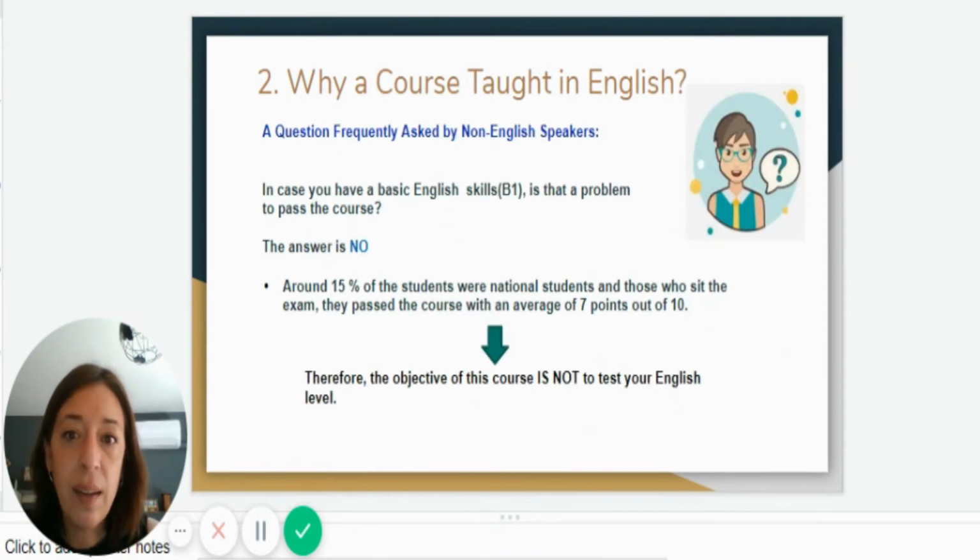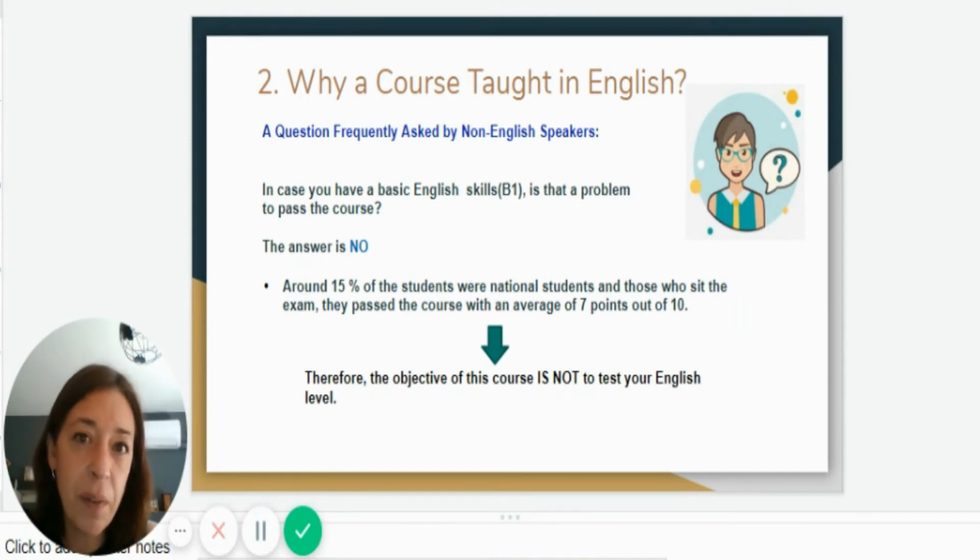One of the most frequent questions asked by non-English speakers is the following. Well, if I don't have a high level of English, I don't have the B1, or I just have the B1, is that a problem to pass the course? The answer is no, based on my experience.